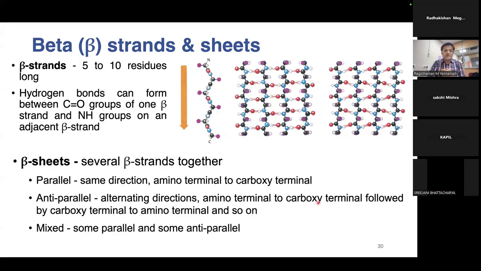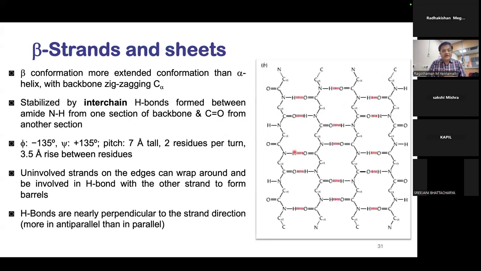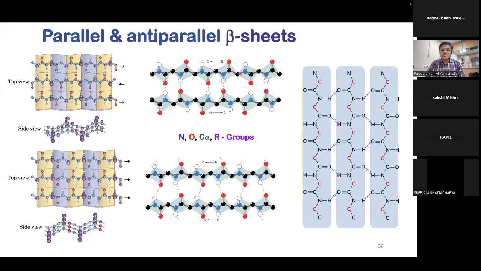beta sheet, either a parallel beta sheet or an anti-parallel beta sheet. How do we know this? Only by looking at the hydrogen bonding information. In the anti-parallel beta sheet, you will have sequences going one going down, the other going up, or vice versa. And the hydrogen bonds are perpendicular to the beta strands. Whereas in a parallel beta sheet, they will be staggered. The hydrogen bonds will be staggered.